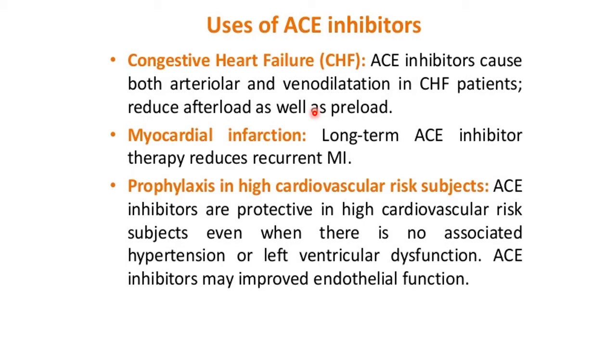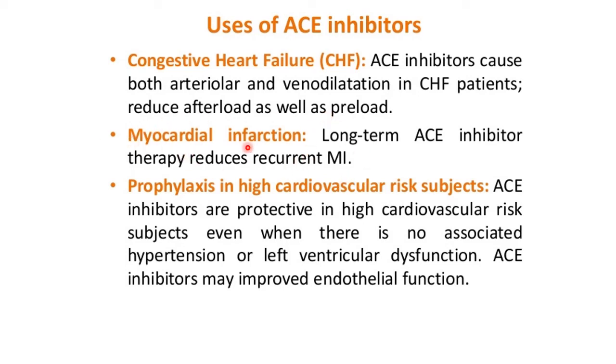And the next question will be, why do they decrease preload and afterload? You will tell that they cause vasodilation. How do they cause vasodilation? Because they cause accumulation of bradykinin, and bradykinin will lead to production of prostacyclin and nitric oxide, and both of these are vasodilators. So they will decrease the peripheral vascular resistance, there will be both arteriolar and venodilation, and that will lead to a decrease in afterload and preload. This is very important, and it is often asked in your viva as well as in your SEQs.